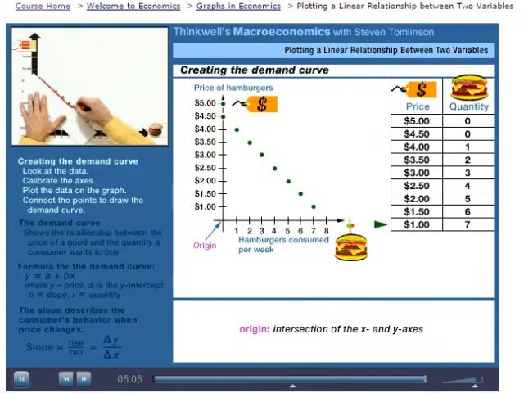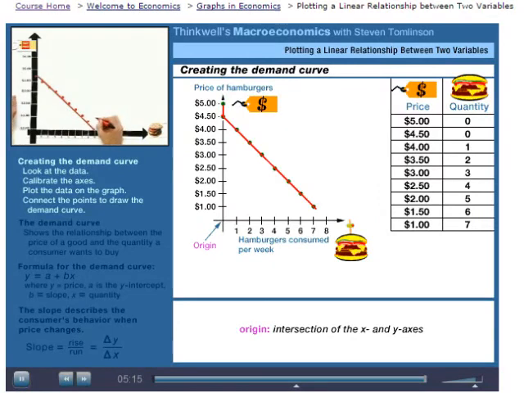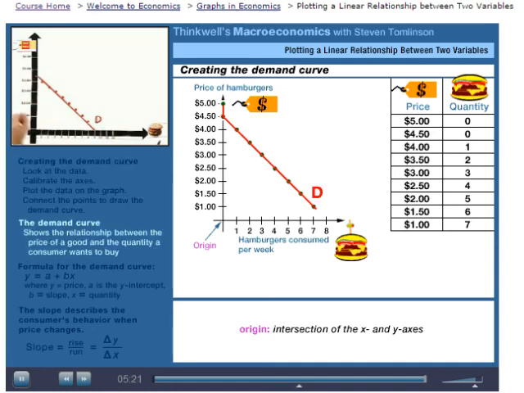And it looks like this. And this is Bob's demand curve. We can even put a label on it, say label it with the letter D, to let us know that this is Bob's demand for hamburgers, the relationship between the price of burgers and the quantity that's consumed.